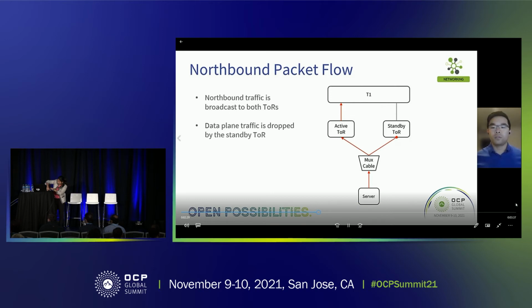Northbound traffic is a little bit more straightforward. Anything that the server sends is broadcast to both TORs by the MUX cable. The active TOR will forward it to the T1 as usual. To prevent the T1 from receiving duplicate traffic, the standby TOR will actually program an ACL rule to drop northbound data plane traffic. That's what this circle represents.